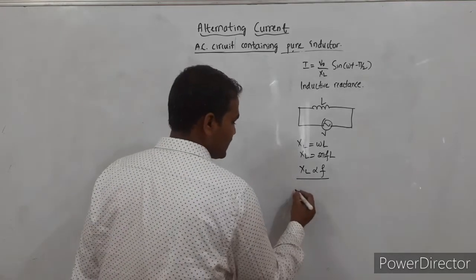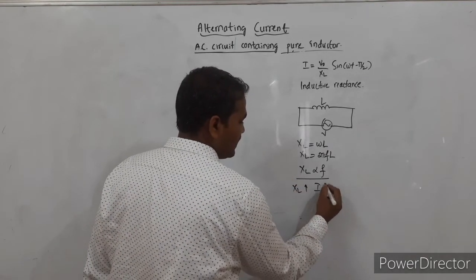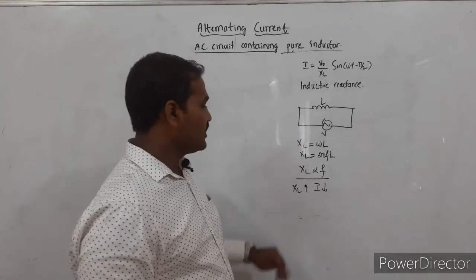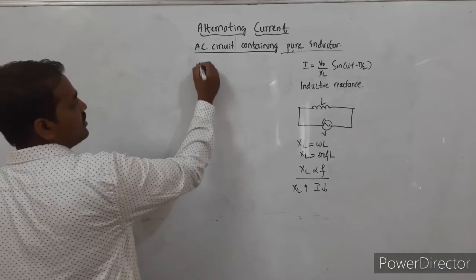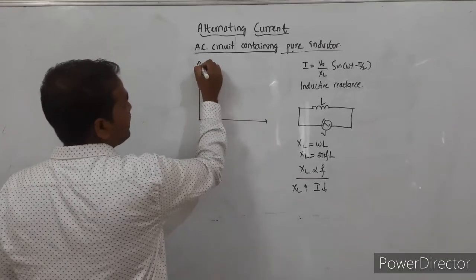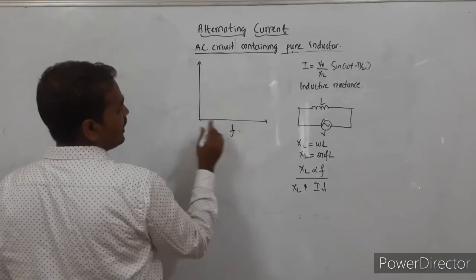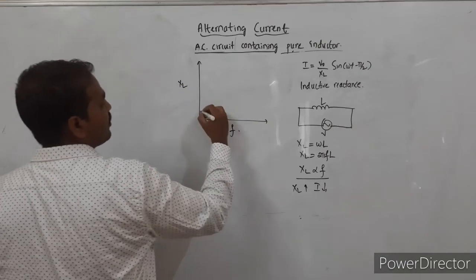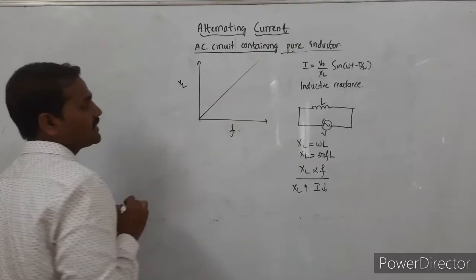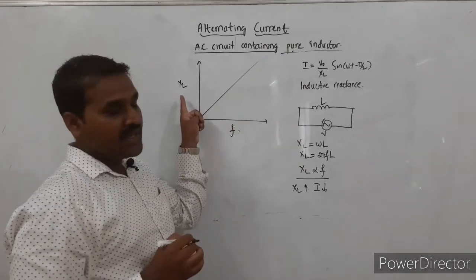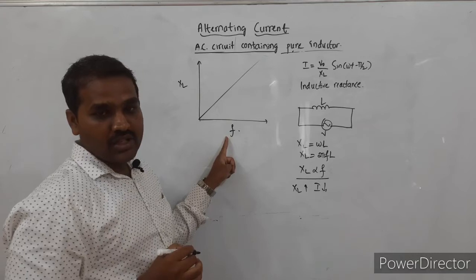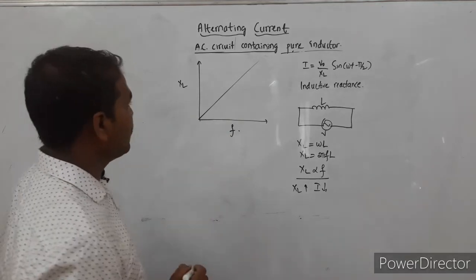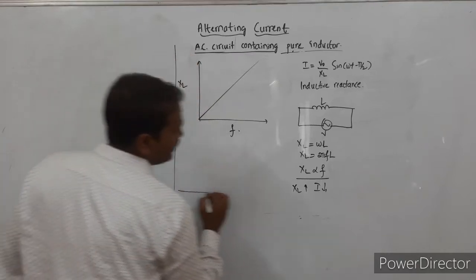When opposition increases, as XL increases, the current flowing through the circuit also decreases. The variation of XL, the inductive reactance, with respect to f is given like this. Along the x-axis, I plot the frequency of the alternating voltage, and XL is plotted along the y-axis. The variation will be something like this, a linear variation of inductive reactance with respect to the frequency of the alternating voltage. Now this is for the AC circuit.